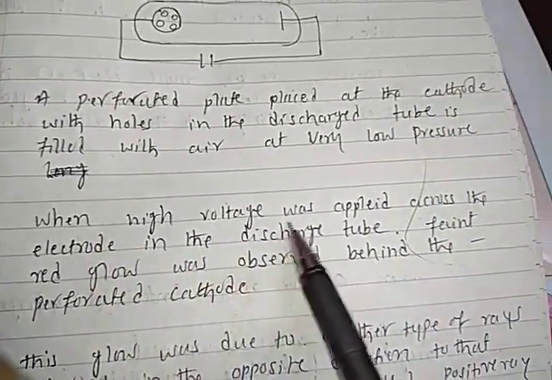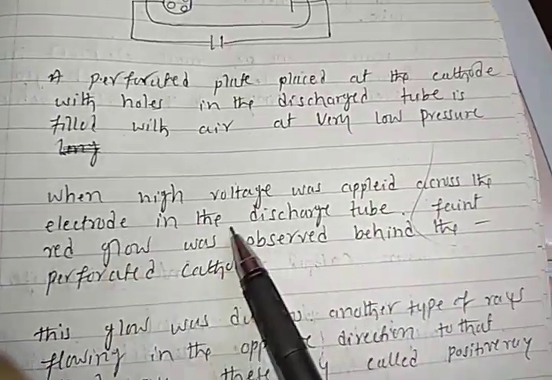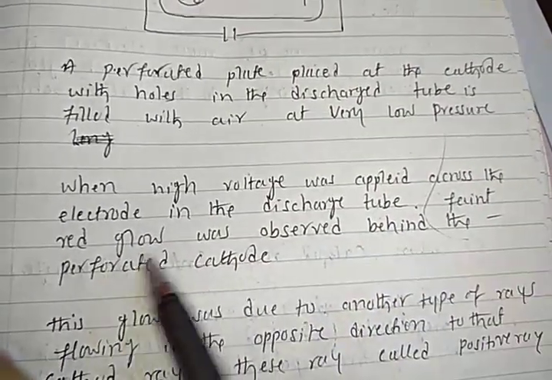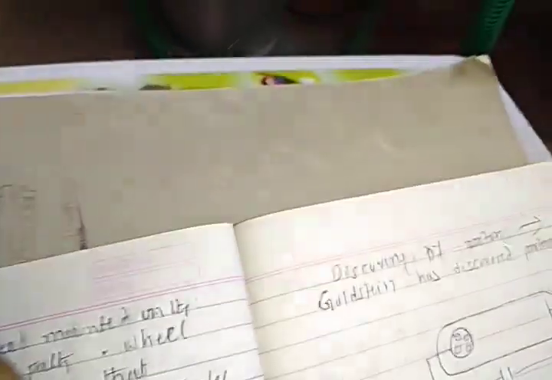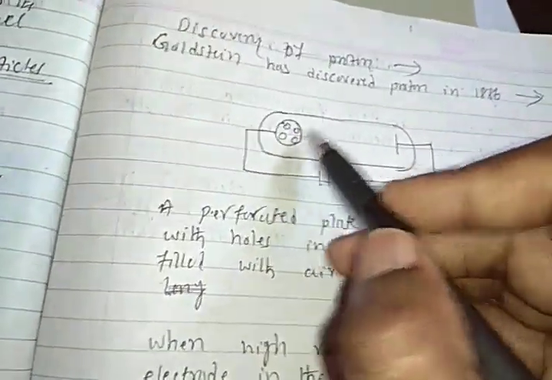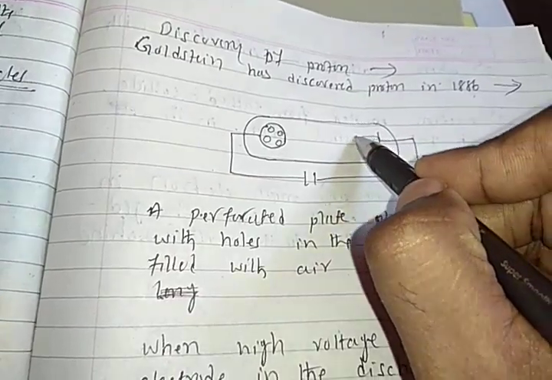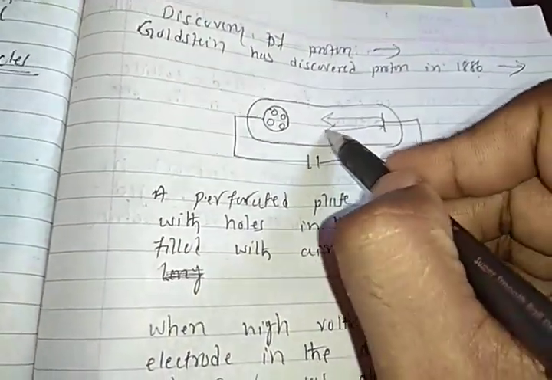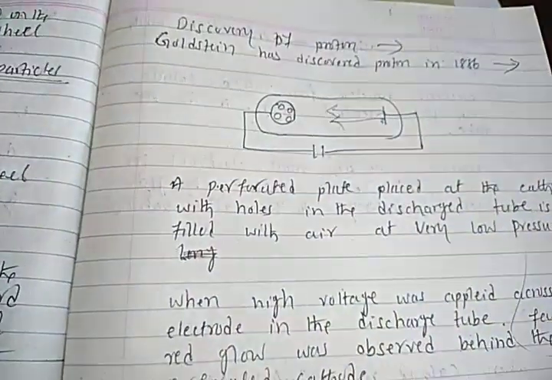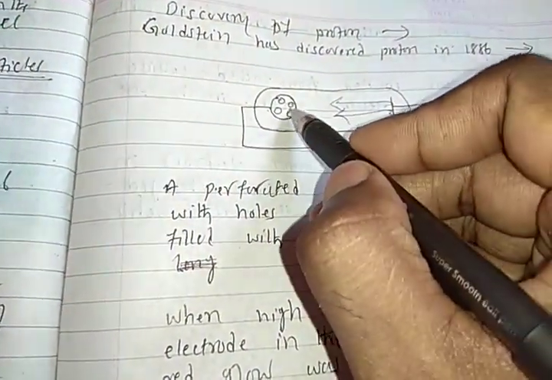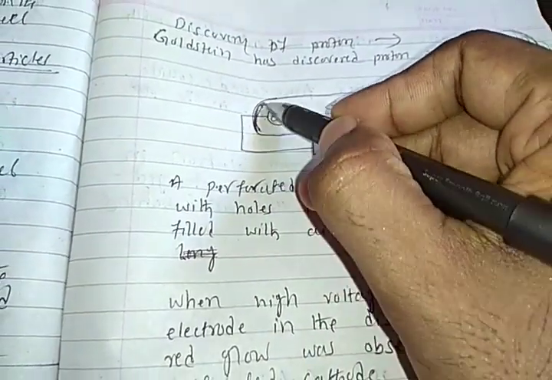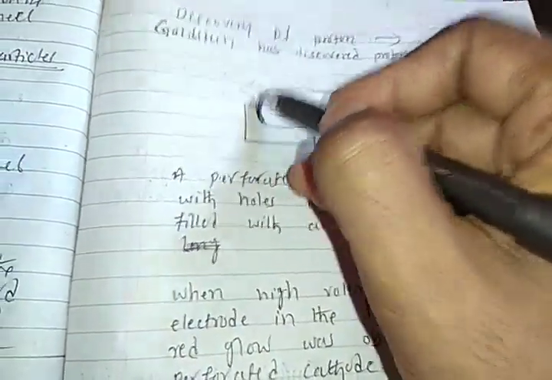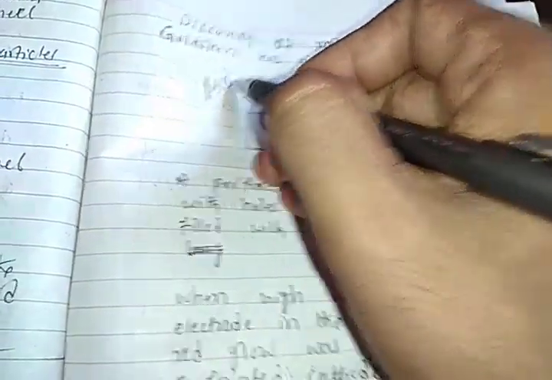When high voltage was applied across the electrodes in the discharge tube, a faint red glow is observed behind the perforated cathode tube. This time, we kept the perforated tube on the cathode side. The rays travel from the anode to the cathode, and when they travel through the holes, they strike the metal behind the perforations. It gives a red glow.